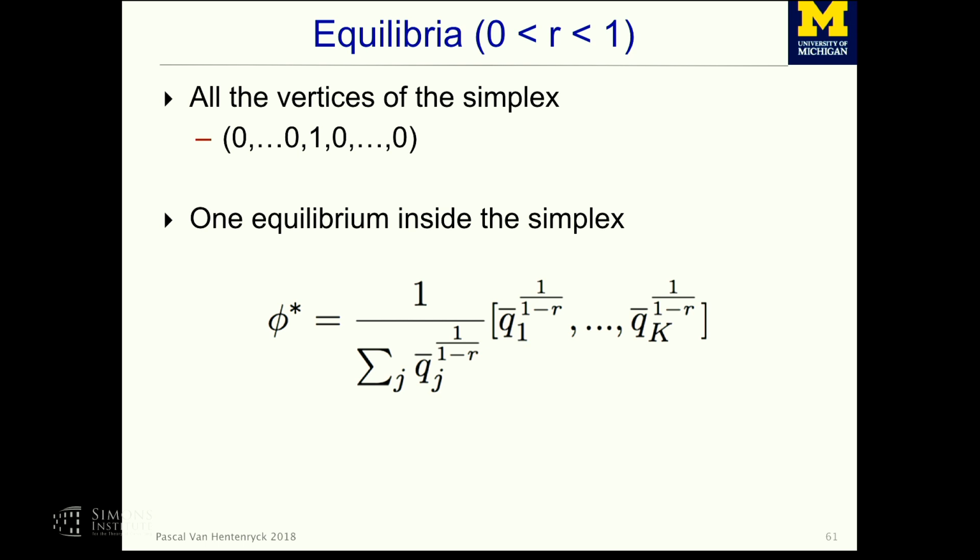And one of the things that you can show is that if the social signal R is smaller than 1, then all the equilibria are going to be these monopolies plus an internal equilibrium inside a simplex, which really depends on the quality of the product. And what you do there is you assign a share. The market share becomes proportional to the quality of the product. But there is no monopoly.